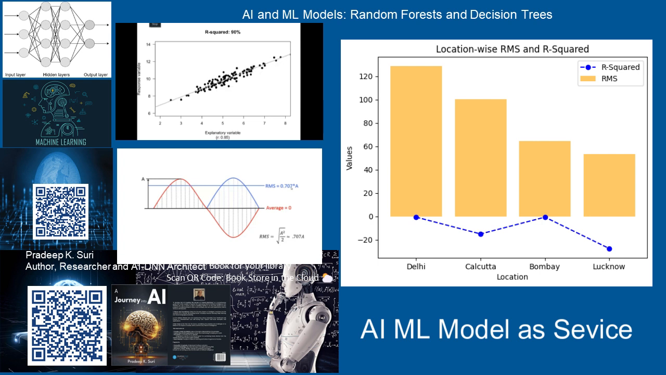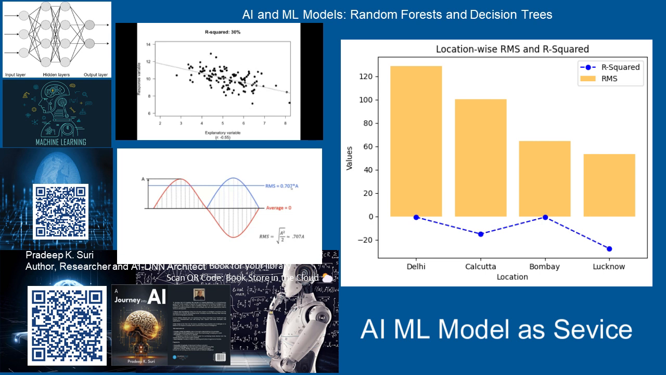Practical application. In the context of the graph you provided, Delhi has the highest RMS value, indicating significant variability or performance in the measured context. Lucknow has the lowest RMS and R-squared values, suggesting lower variability and a weaker relationship between the variables measured.